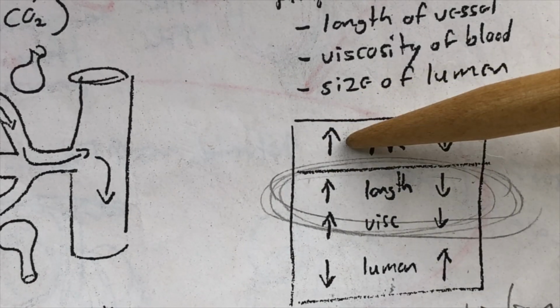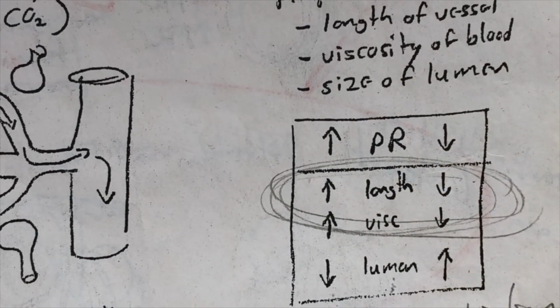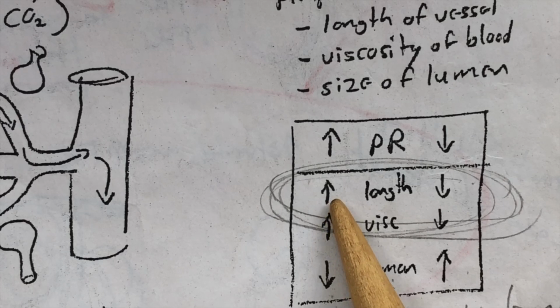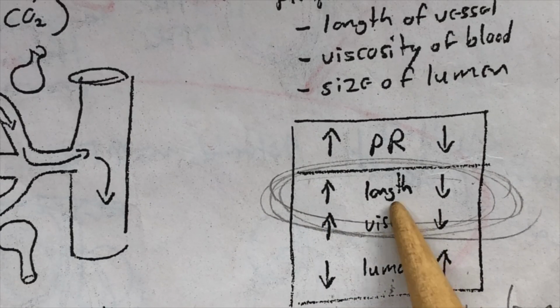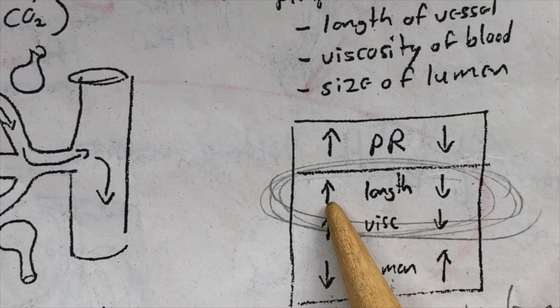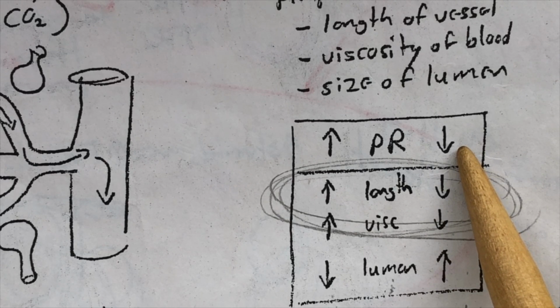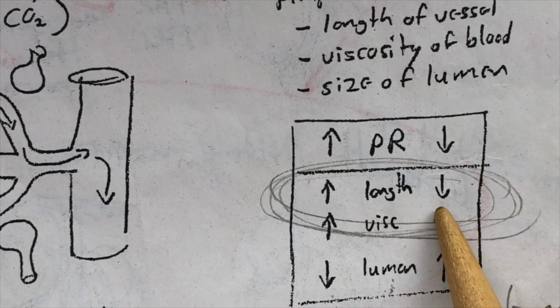if you're thinking about the peripheral resistance going up, one thing that can increase it is length. The longer the path the blood has to go through, the greater the opportunity for friction. So, a longer pathway represents more peripheral resistance. However, a shorter pathway represents less peripheral resistance. And blood tends to flow along the path of least resistance. It will take the shortest route.